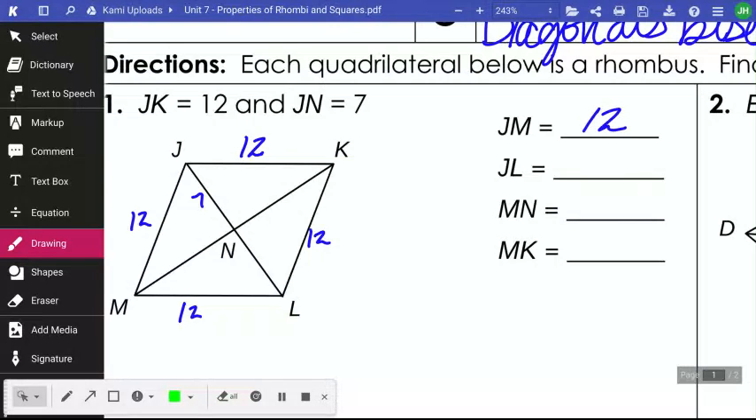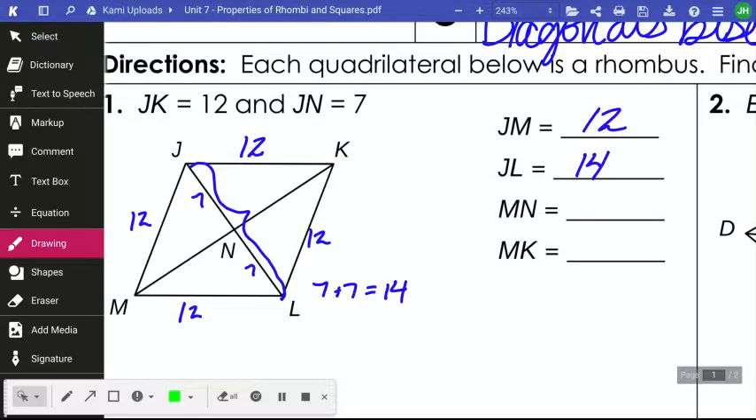Okay. We are then asked to find JL, and JL is this entire segment here. And we know that diagonals are bisected. So if JN is 7, then NL also has to be 7. So if I put those 2 sections together, it gives me the full length of that diagonal as 14.